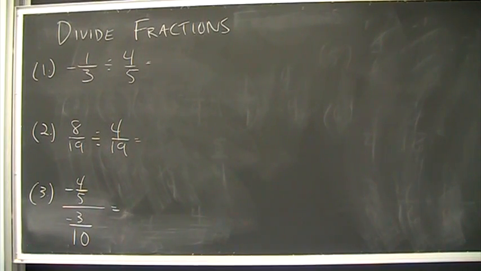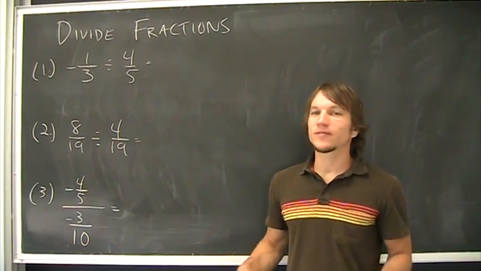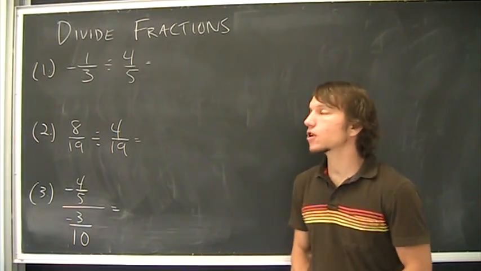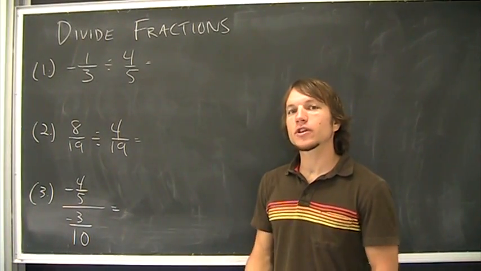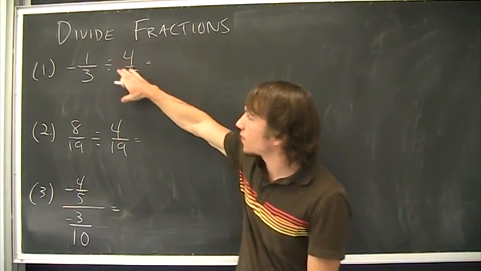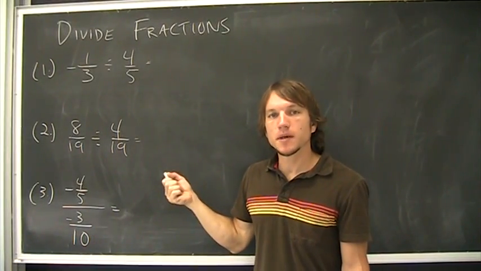Okay, so now we're going to divide fractions. The last lesson we multiplied fractions, now we're going to divide. It's almost the same thing. I'm going to show you what I mean. I see negative 1/3 divided by 4/5. When you divide by a fraction, you might remember it's the same thing as multiplying by its reciprocal.